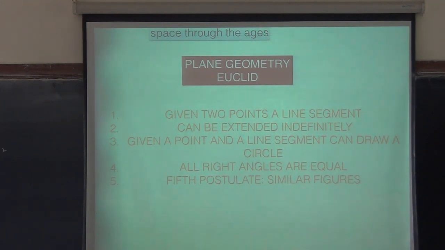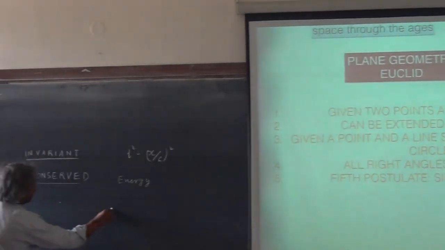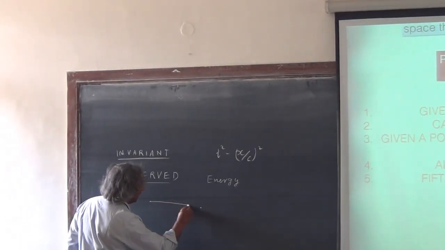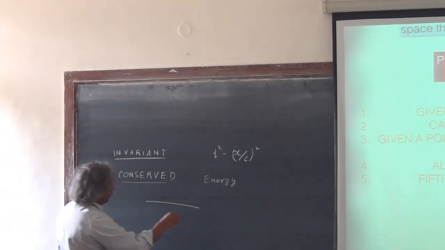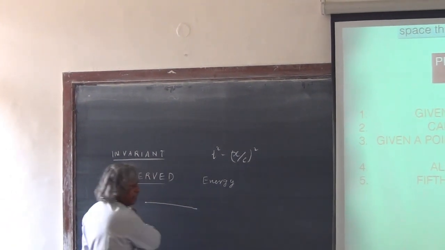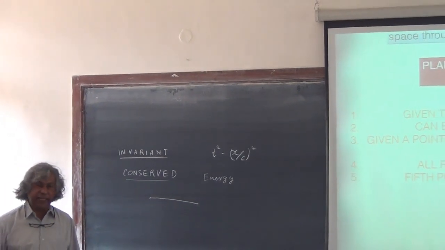It says, given any two points, I can draw a line segment between them. That's one of the axioms. Further, in axiom two, this line segment can be extended infinitely in both directions.